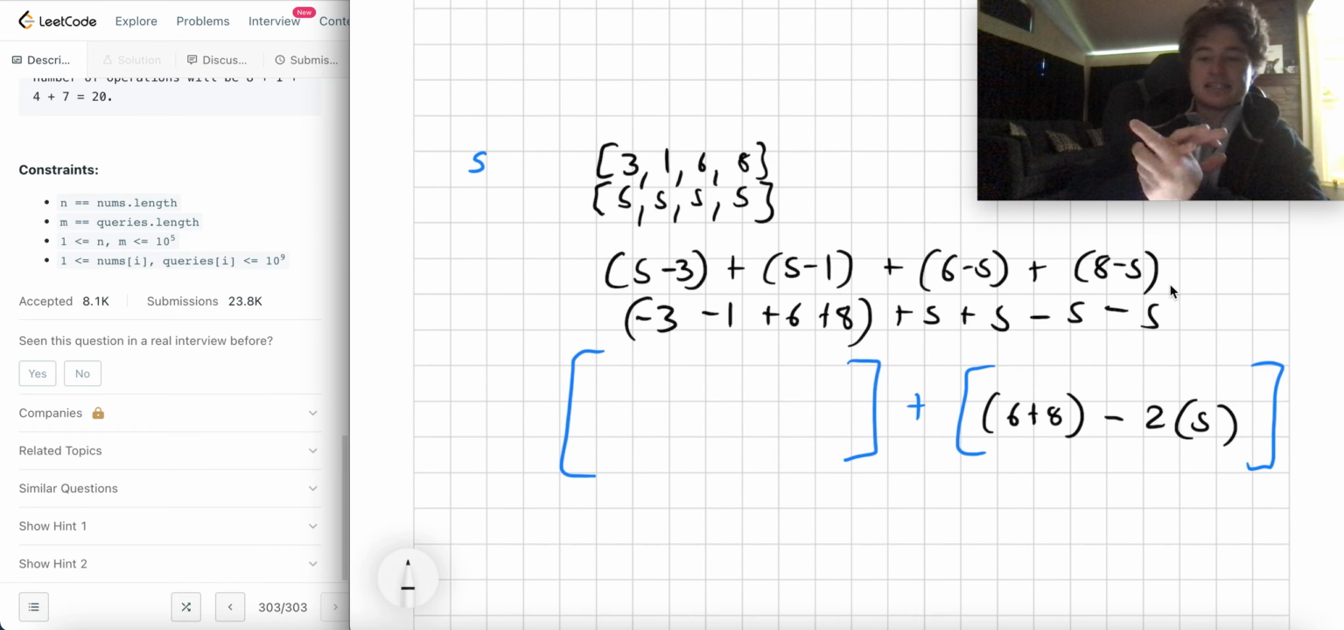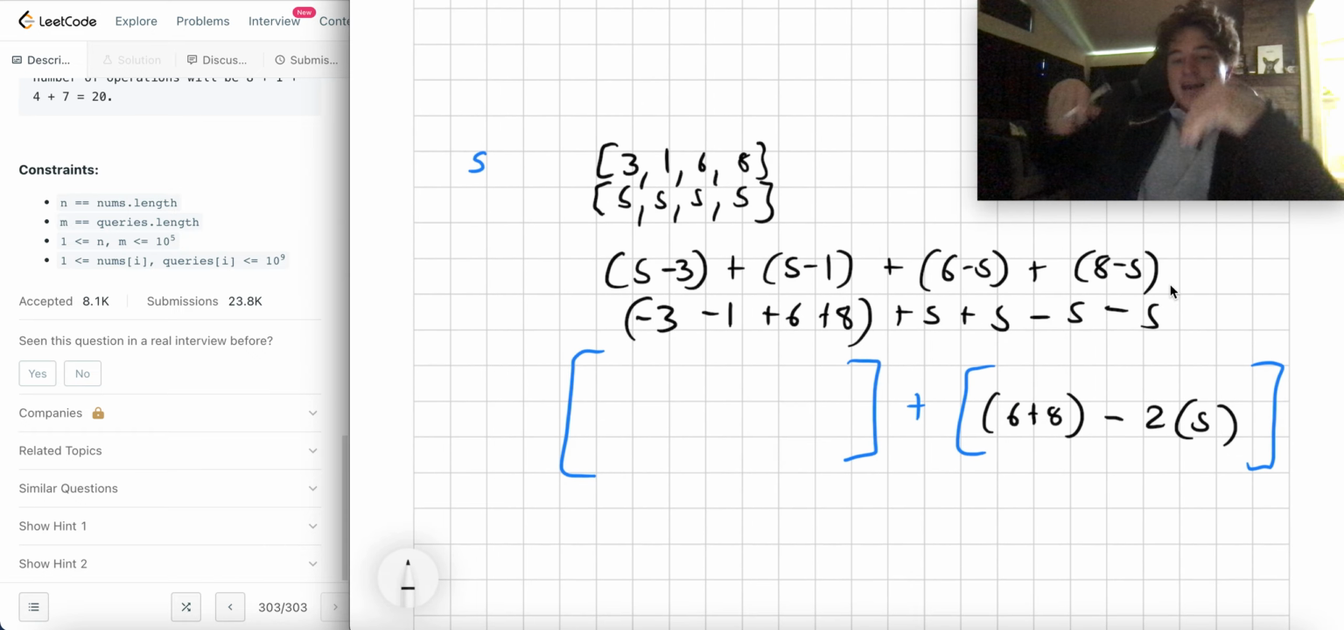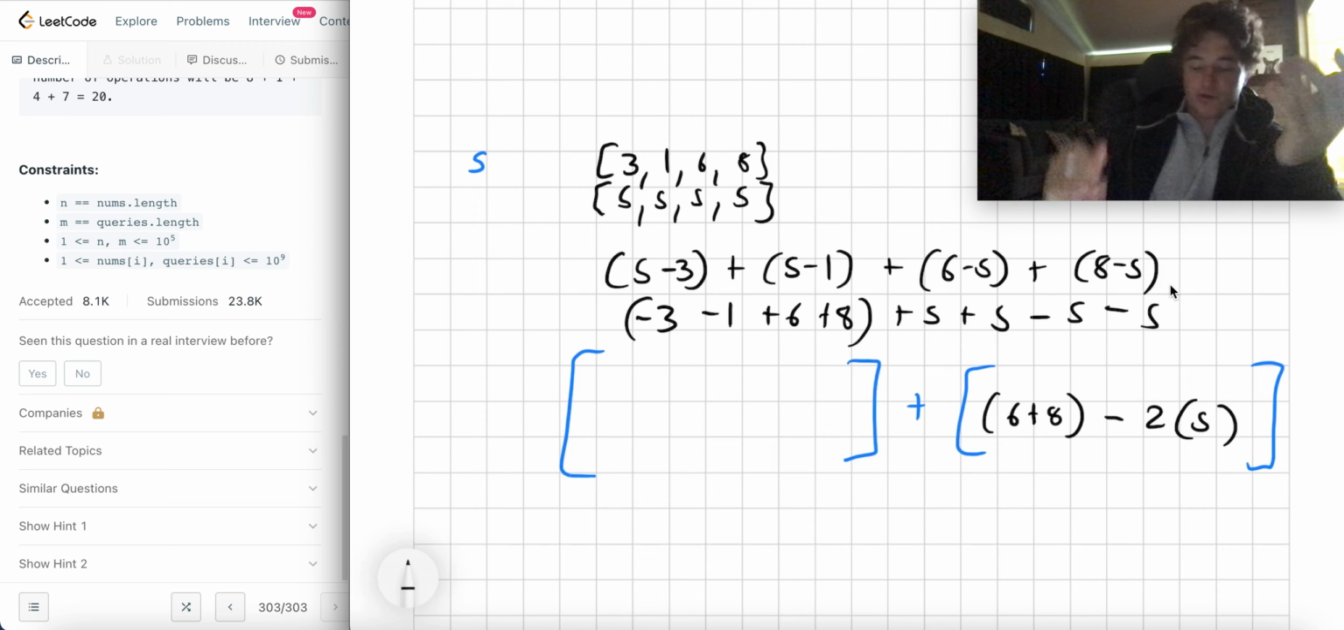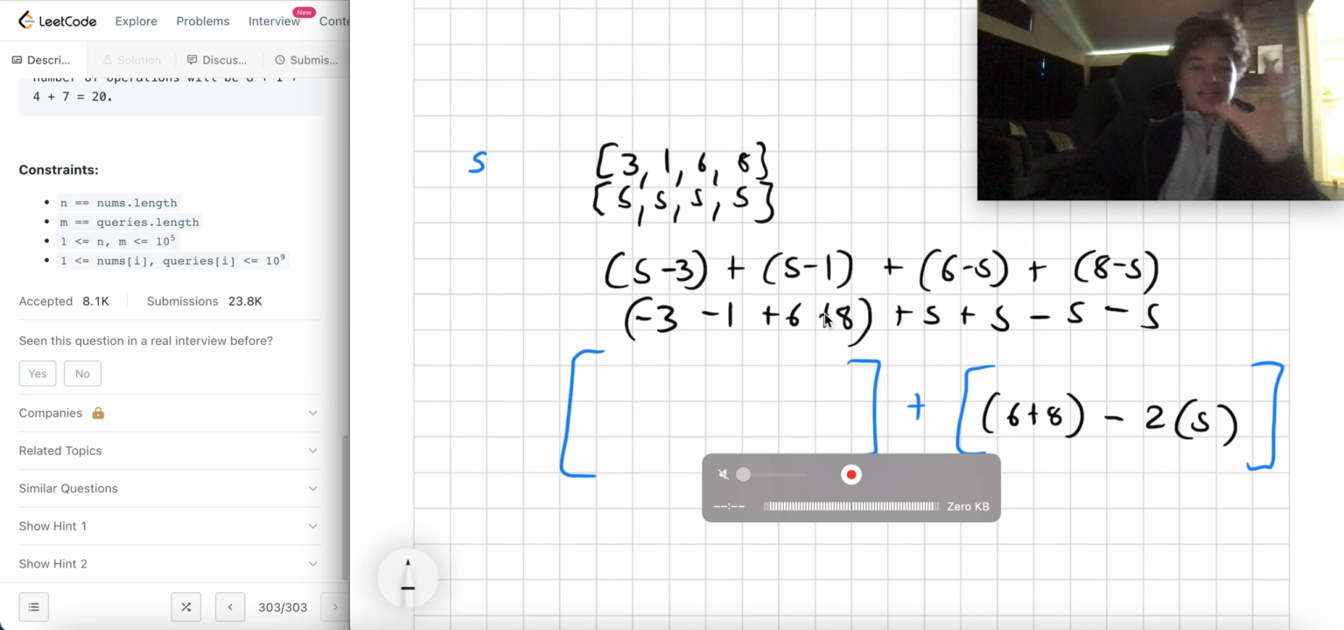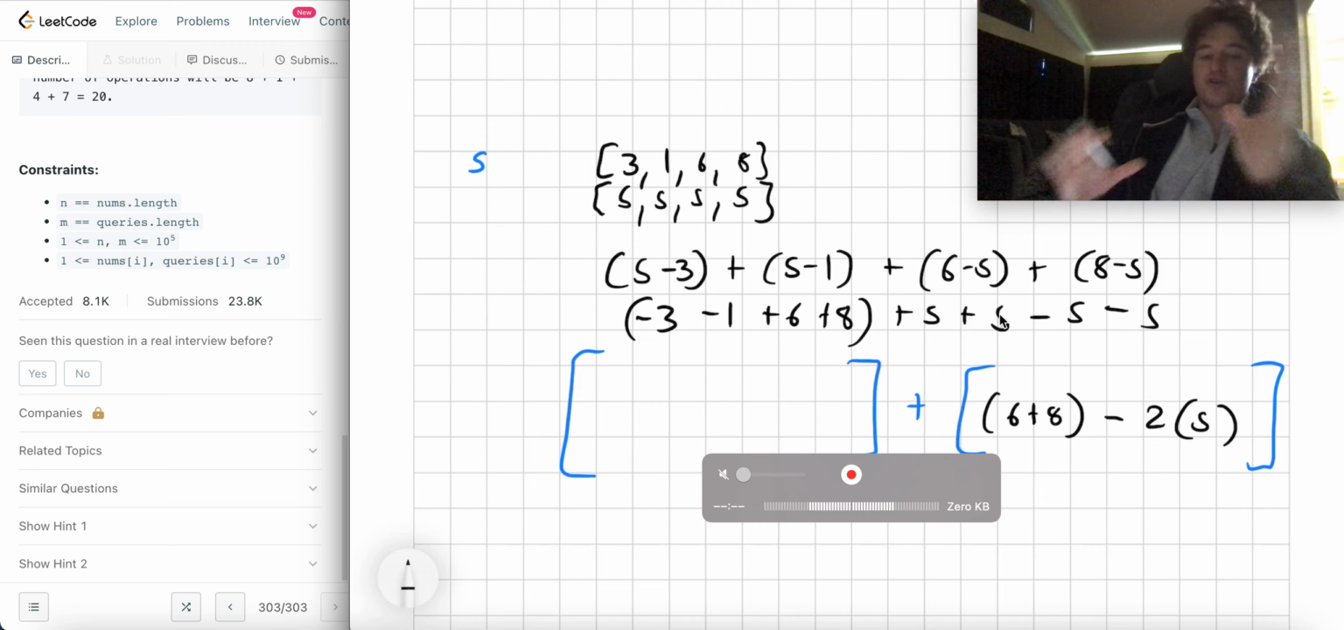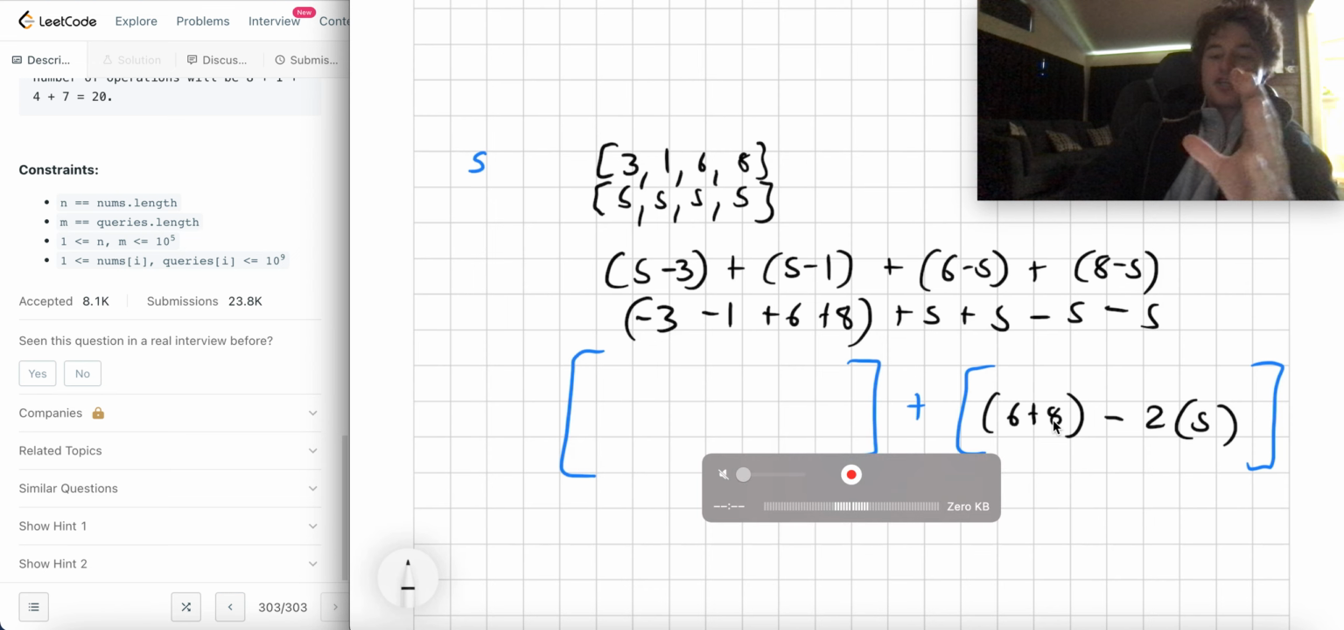But here, since you're not decrementing everything, not everything's going in one direction. We have a mixture of both. Now we have the sum of the array minus these values over here, and then we have sum minus fives, we have sum plus fives. So there's really two classes of solution. There's the initial solution, where you take the sum of the values and then the amount you're going to have to decrement them.